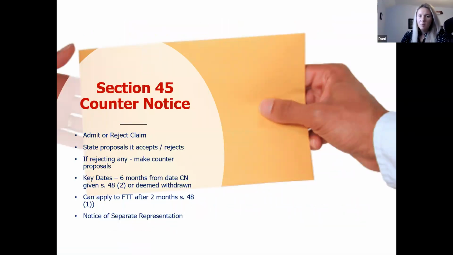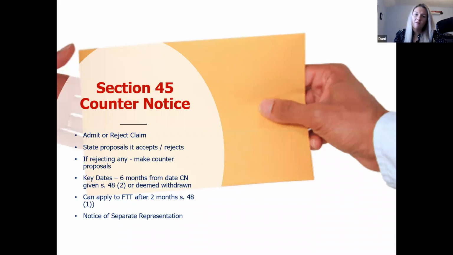So our 2 months and 1 week, 2 weeks, however long it is, deadline is approaching. The landlord will be serving their section 45 counter notice. They can serve it sooner. It's quite rare, to be honest. They will usually wait until the last moment, maybe a week before, maybe a couple of days before. But as long as they serve it by your deadline, then that's fine.